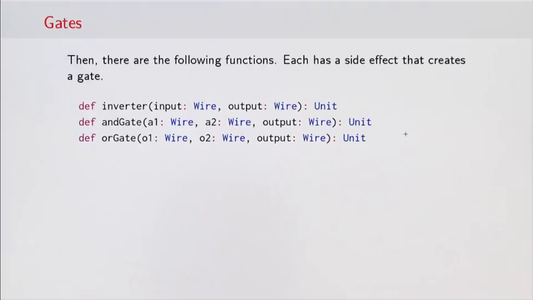So once we have wires, we still need to place the gates. And that we do with the following functions. We have an inverter function that takes as inputs 2 wires, the input and output wire, and places, so to speak, the inverter as a side effect onto the circuit board. And the AND gate would do the same thing. It gets 2 inputs, A1 and A2, and an output, places the AND gate between those wires, and the OR gate analogously for 2 inputs and 1 output.